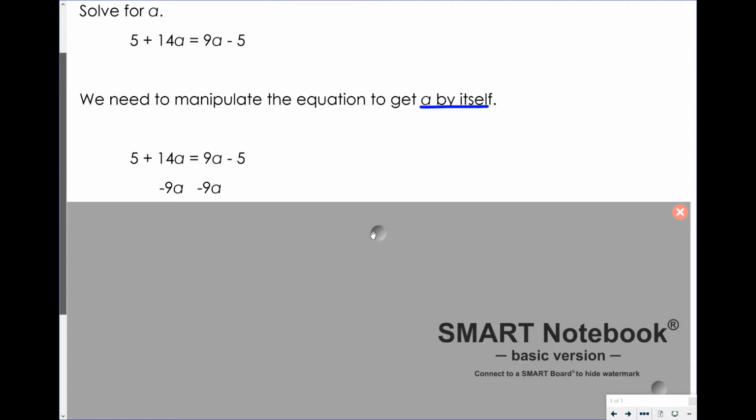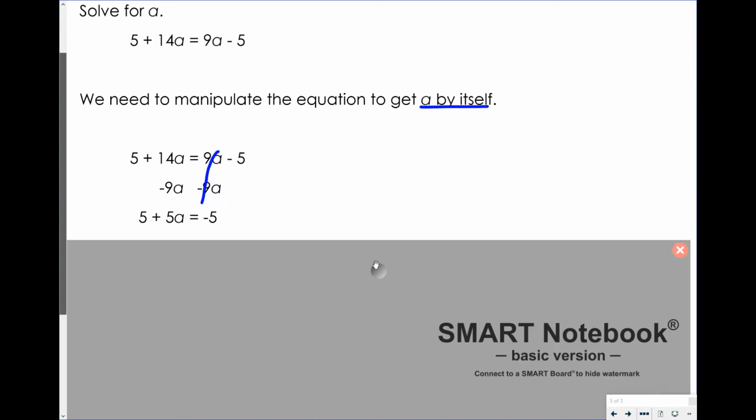So it's going to be 5 plus whatever 14 minus 9 is, bring that down, equals 9A minus 9A. That crosses out. And then you're going to bring down your minus 5. So it's going to be 5 plus whatever equals negative 5. And let's see, what do we get? So it's going to be 5 plus 5A equals negative 5.